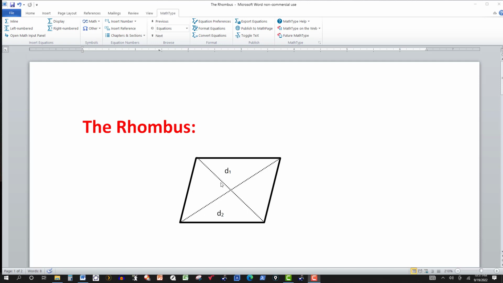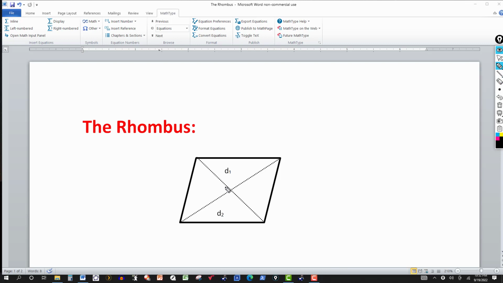And if I draw the diagonals here, this corner to this corner is the diagonal D1, and over here, the lower corner to the top corner, we have diagonal D2, D sub 2. The important thing to note here is that the diagonals of a rhombus intersect at right angles. So this angle right here is a right angle, this angle over here is a right angle, this angle here is a right angle, this angle here is a right angle. So those are things to know.